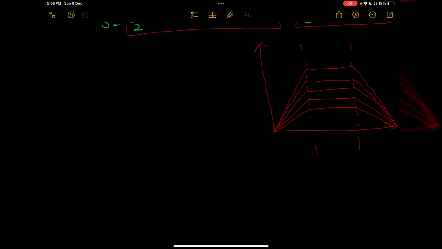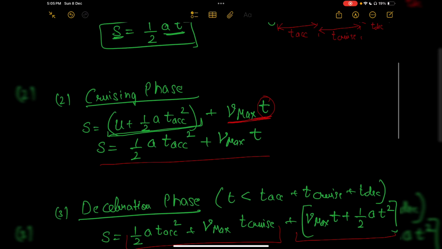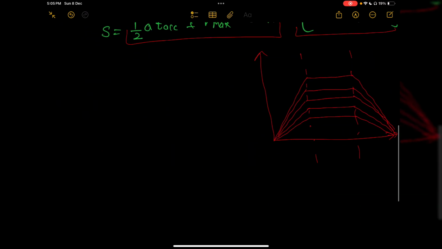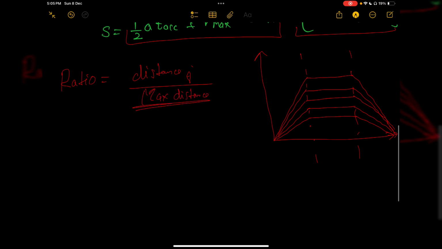So how do we ensure that? After finding this s, I will find a point in between the trajectory, and that point will be defined according to the joint which has to travel the maximum distance. So I will make a ratio: the distance of joint j divided by the max distance, where the max distance is the distance traveled by the joint which has the maximum distance.